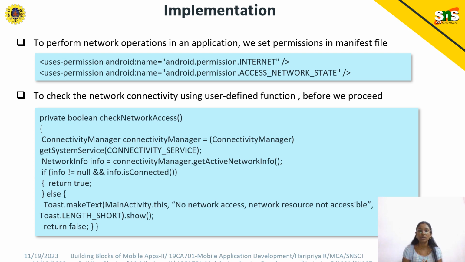This is the permission coding we already discussed over here. Uses permission, android:name equals android.permission.INTERNET. What else do we want? android.permission.ACCESS_NETWORK_STATE. Which networks will we use on it? This is the permission coding we will work on in Android Studio.